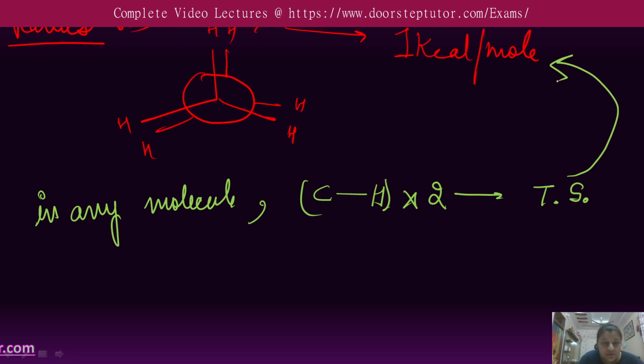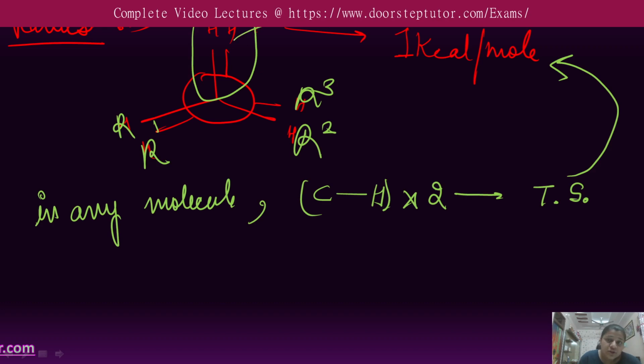What does this mean? It means that in any conformer, this can be R, this can be R1, this can be R2, and this can be R3. Irrespective of the other substituents, if two hydrogens are present like this in any Newman projection, then those CH-CH bonds constitute the energy of 1 kcal per mole. So in any molecule, if you observe two CH bonds that can lead to the formation of torsional strain, that particular strain value is 1 kcal per mole.